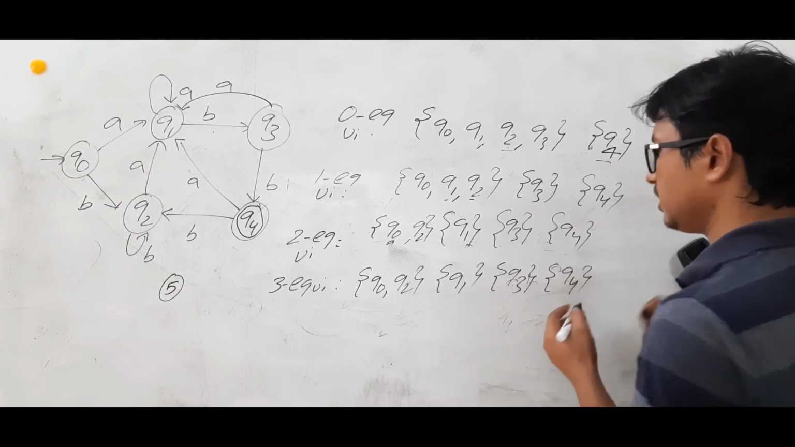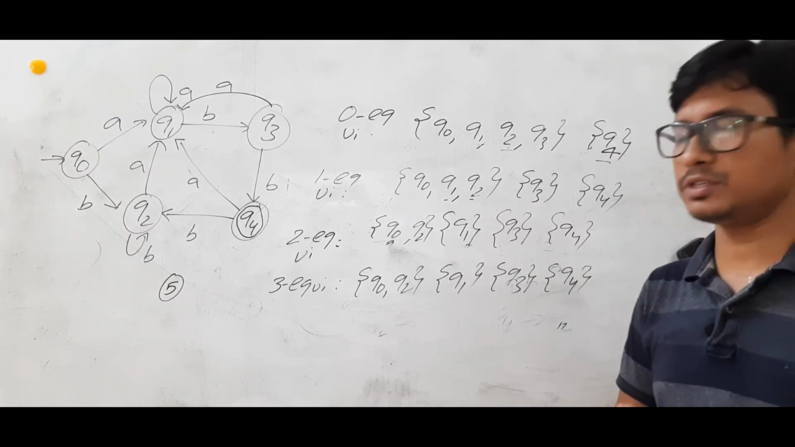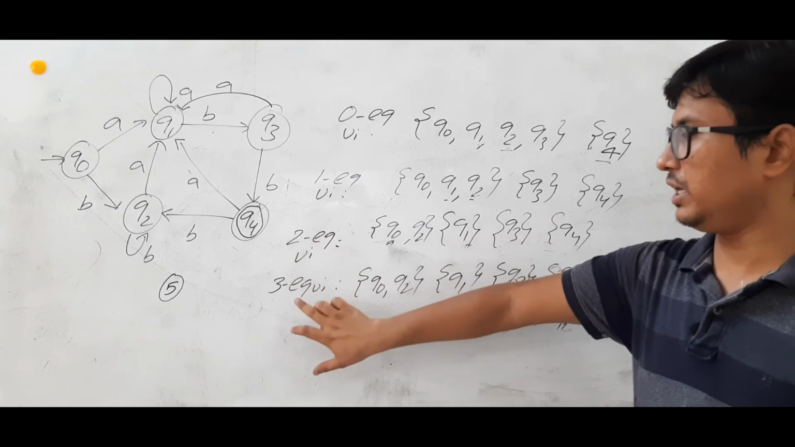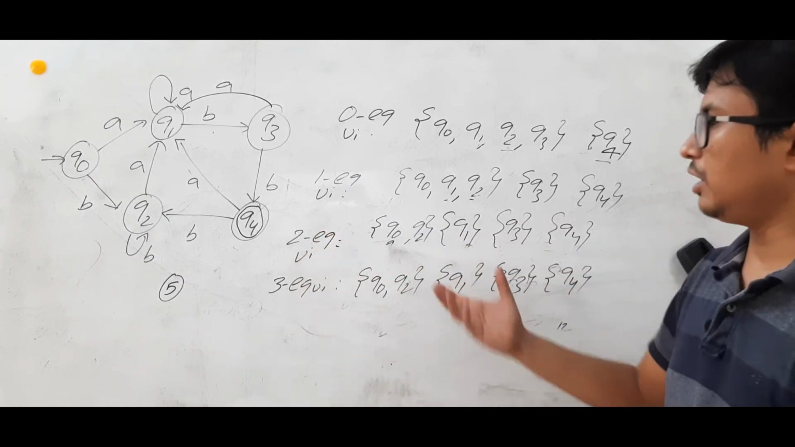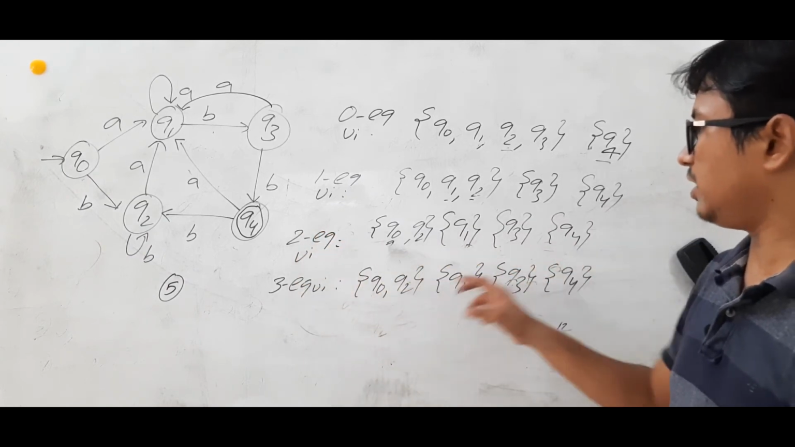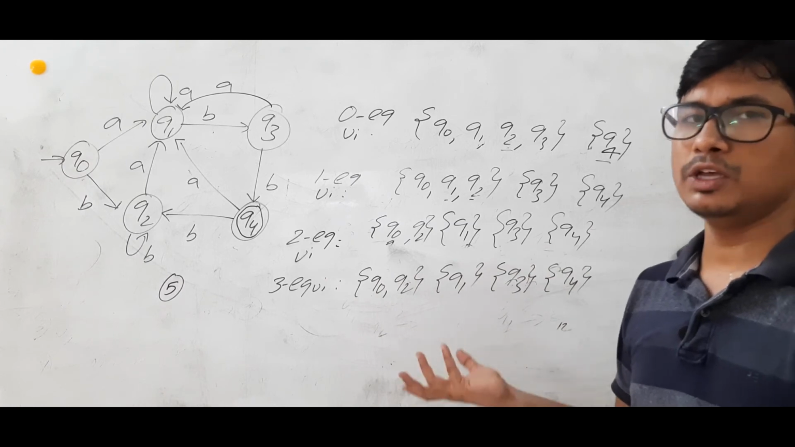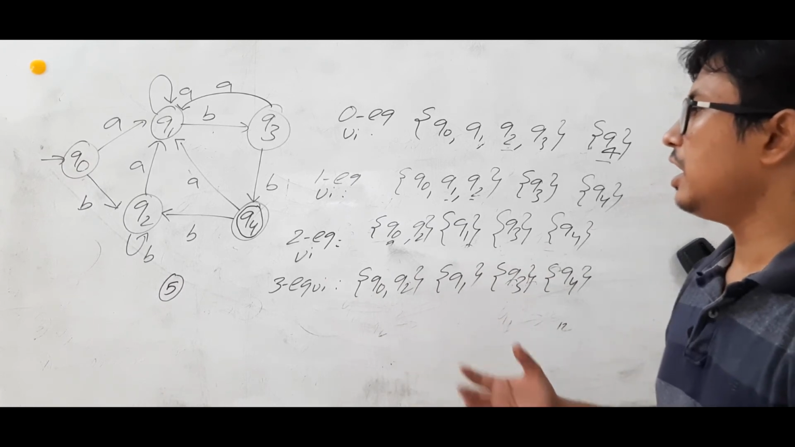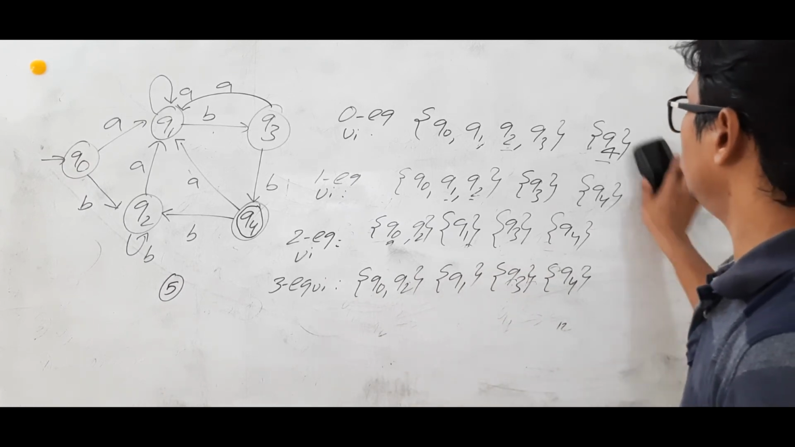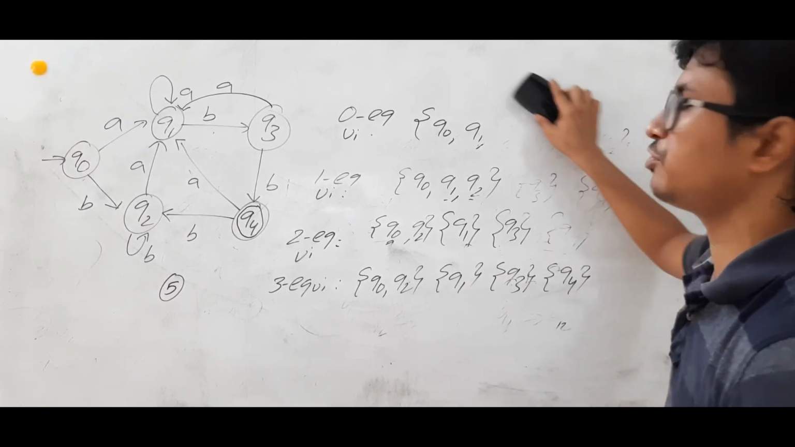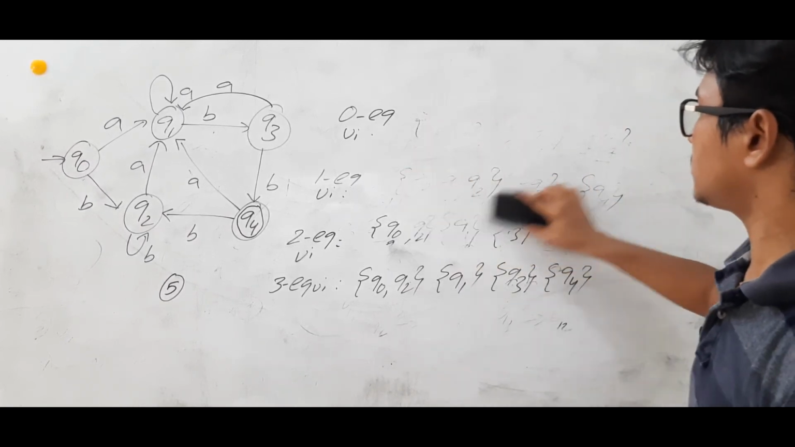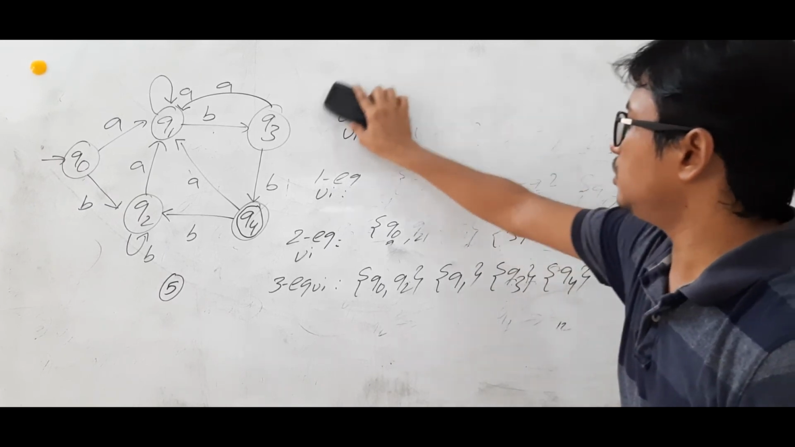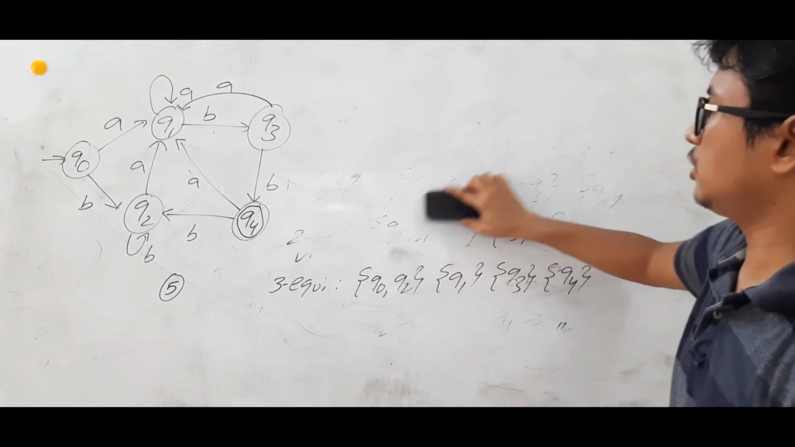Now you see that we can stop the procedure if n minus 1 and n equivalents are the same. Two equivalents and three equivalents look the same, so we can stop the procedure and start constructing the minimized DFA. That is step 4 in the algorithm. What is step 4? Construct the new DFA with the equalized states.